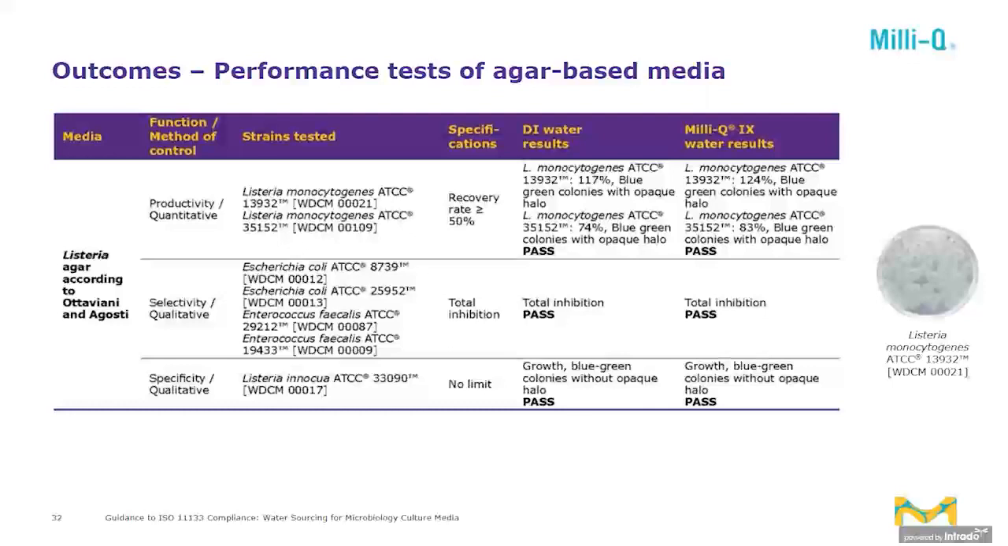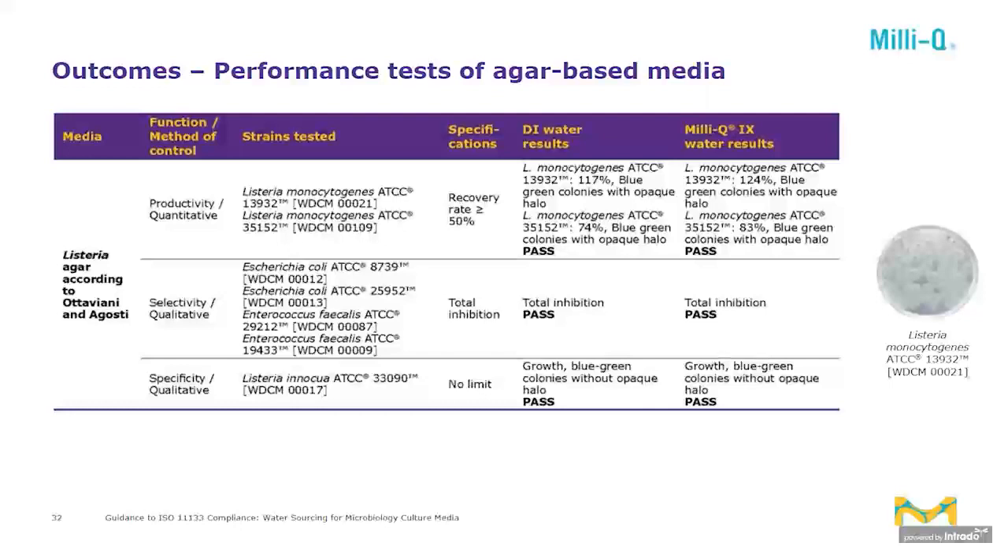The strains to be tested are also specified by the ISO standard, which are two Listeria strains, two E. coli strains, two Enterococci strains for selectivity, and one Listeria ivanovii strain for specificity. These strains are given in the ISO standard, and it is expected from the manufacturer to test them all. For the user, it is not mandatory to test them all. They are selected with a small b, as explained before.